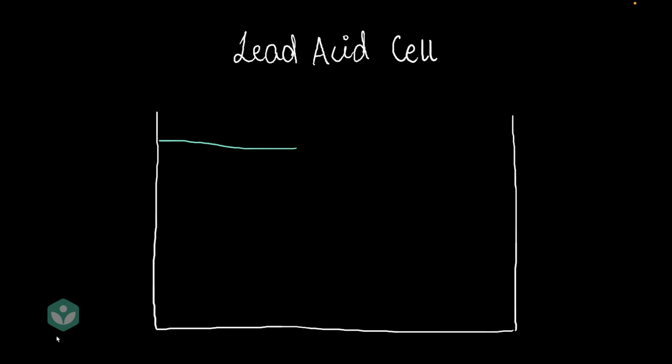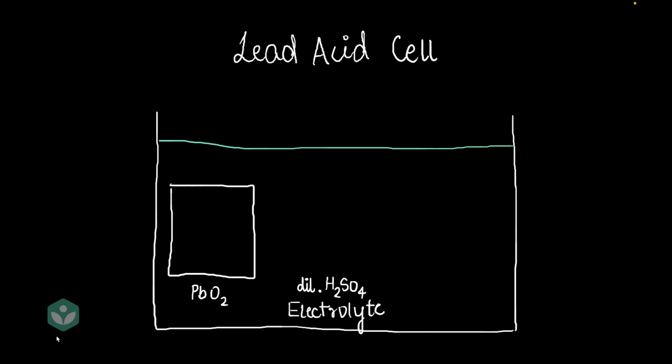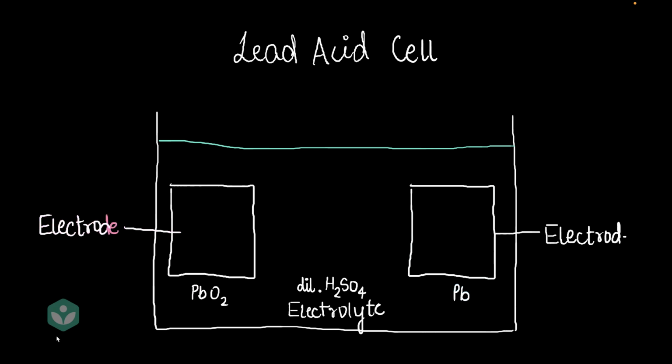In this video, we'll discuss the construction and working of a lead acid cell. So we begin by taking a plastic container, we fill it up with dilute H2SO4. This is called the electrolyte of the cell. We take two more blocks, one block of lead dioxide and one block of lead. These are called the electrodes of the cell.